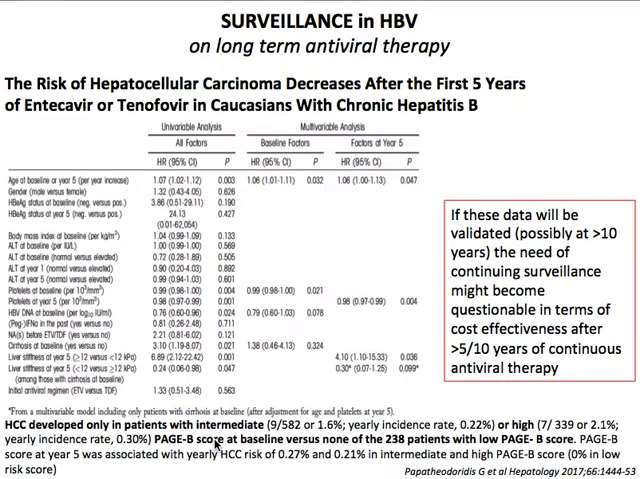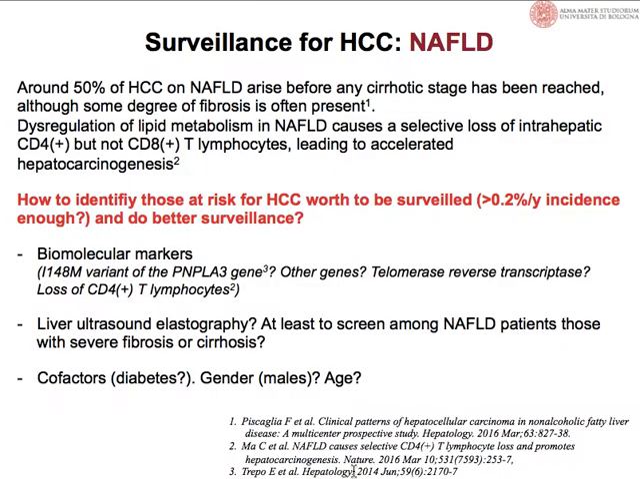And if patients are receiving antivirals, do they still require surveillance over the long term? The answer is yes, from what we know so far, but probably in the future, if this data will be validated, the patients in the PAGE-B score with the low grade at baseline would not require surveillance because the risk would become so low that surveillance would be no more cost effective.